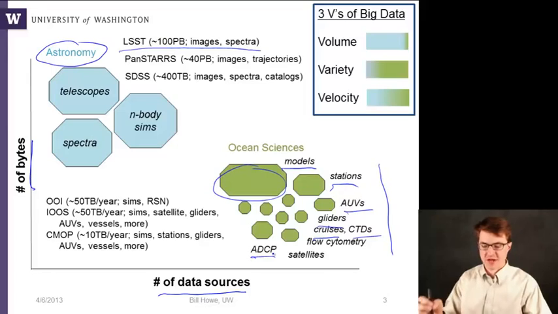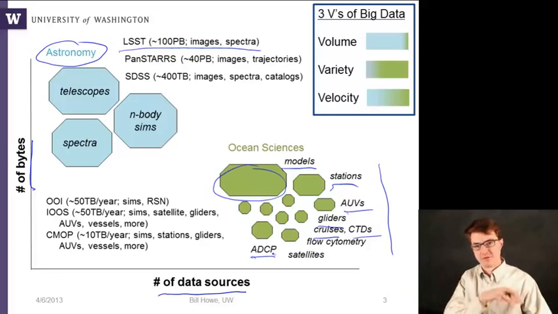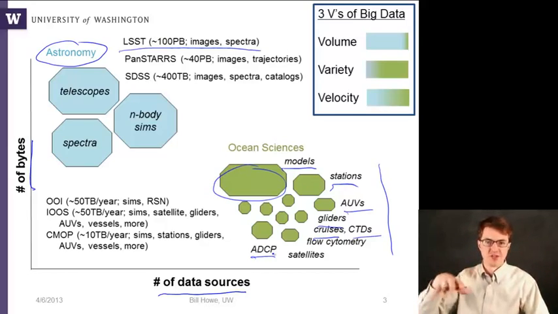ADCP is an acoustic Doppler something profiler where they're using sound waves to record the time that the sound waves take to bounce off particulate matter in the ocean, and can therefore measure velocity. And so this gives you an entire profile of the velocities in the ocean. You can mount these on the seafloor pointing upwards, or you can mount them on the bottom of a boat pointing downwards, and so on. And then there's satellite images that measure sort of sea color and wave breaking as well.